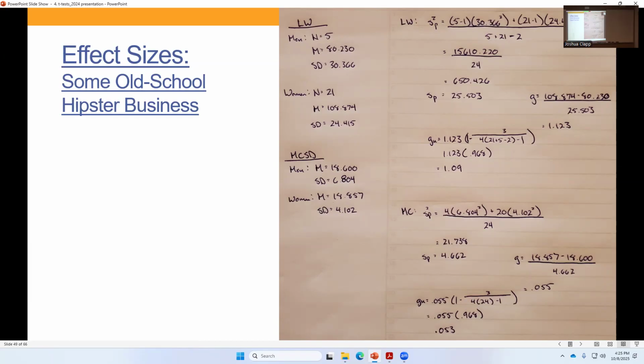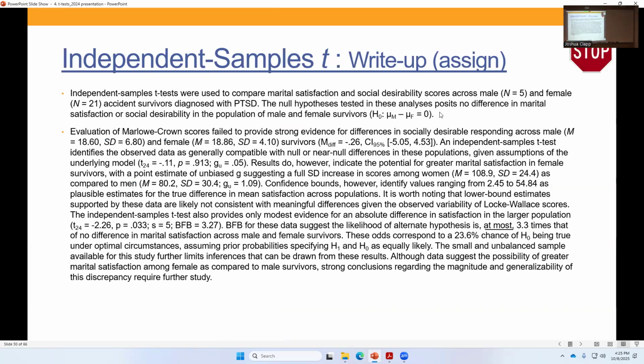So go through, make sure you take a look at that, understand how to calculate those by hand. Okay. So going through and writing this up. Again, this first piece, you don't necessarily need to have in your write-up. I just think it's a nice way to ground ourselves back to what we are actually looking at with this.